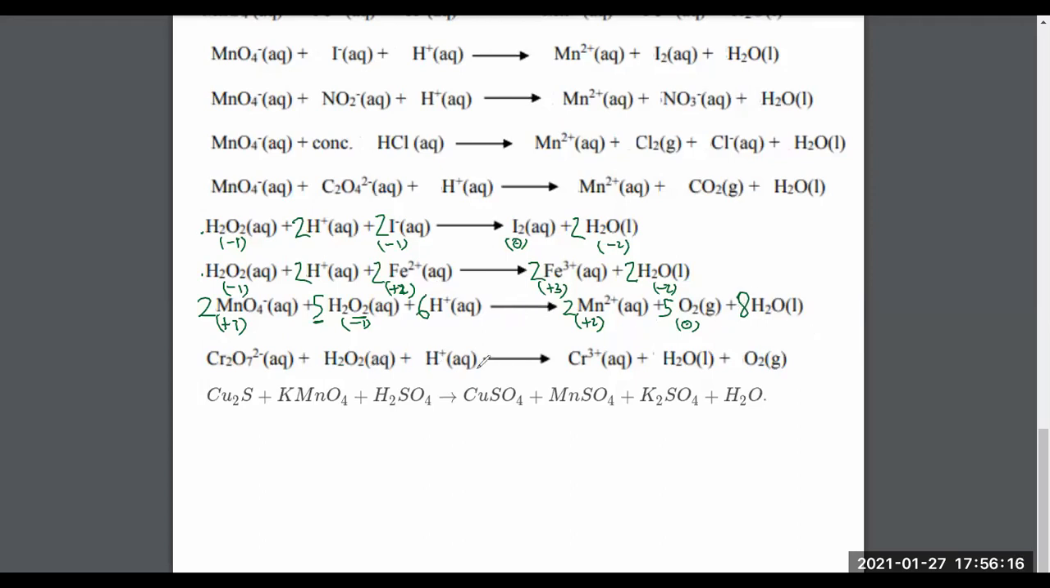Right. And how about this one now? Chromate. I think we did this before, right? I think by mistake it is printed twice. Never mind. Dichromate from plus 6 goes to plus 3.